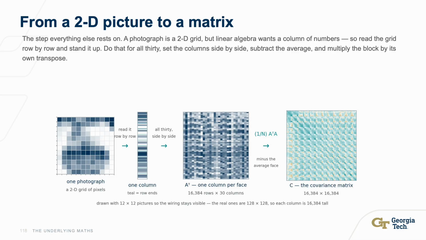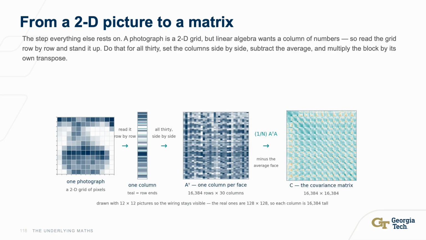Two things people trip over. First, unrolling throws away the fact that pixels have neighbors. PCA has no idea that the picture was ever two-dimensional. If you shuffled all 16,000 pixel positions, the same shuffle applied to every photograph, you would get exactly the same eigenfaces, with the pixels shuffled back the same way. The structure comes from correlation, not from the layout.